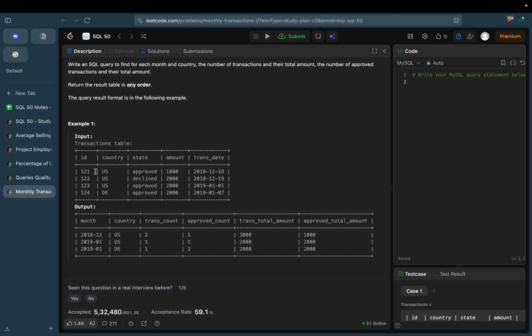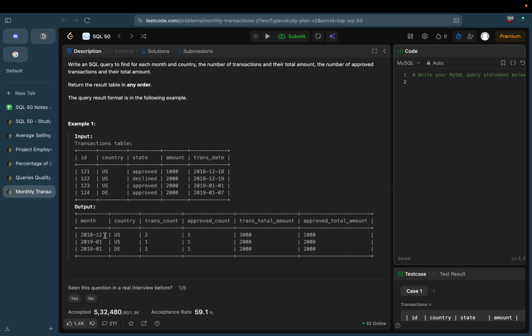The transactions table has 4 different IDs. The countries are 3 are US, 1 is DE. Then the states are approved and declined, some values, some amounts, and some dates. In the result we're getting the results by month, country, then count of transactions, then approved count, then transaction amount total, then approved total amount. Let's see a few examples.